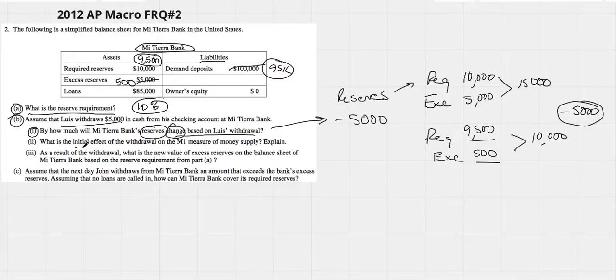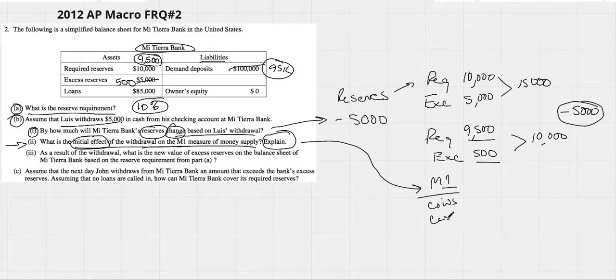What is the initial effect of the withdrawal on the M1 measure of the money supply? Please explain. This is a stock question. This question gets asked a lot, and we just need to have an answer for this ready in our brains. Well, you need to know that M1 is all coins, cash, and checkable deposits. Remember, checkable deposits are also the same thing as demand deposits. Lots of times the College Board likes to use both of those.